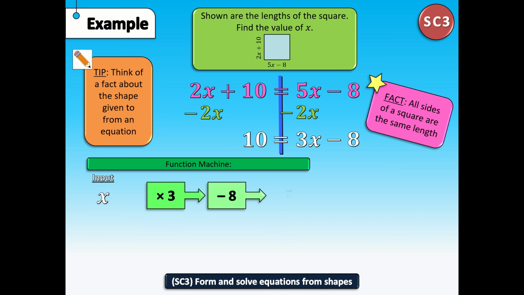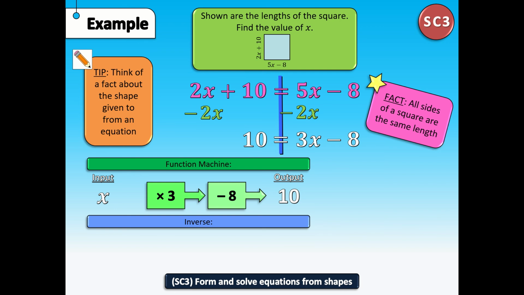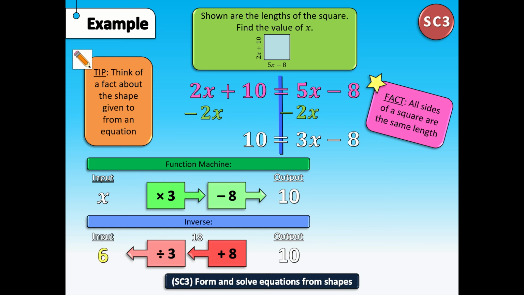So we write a function machine of what we're doing to x. So we're timesing it by 3, we're taking away 8, and we get 10. So we need to work backwards, doing the opposite. So we start with 10, we add 8, and then we divide by 3. 10 plus 8 is 18, and 18 divided by 3 is 6. So x equals 6.